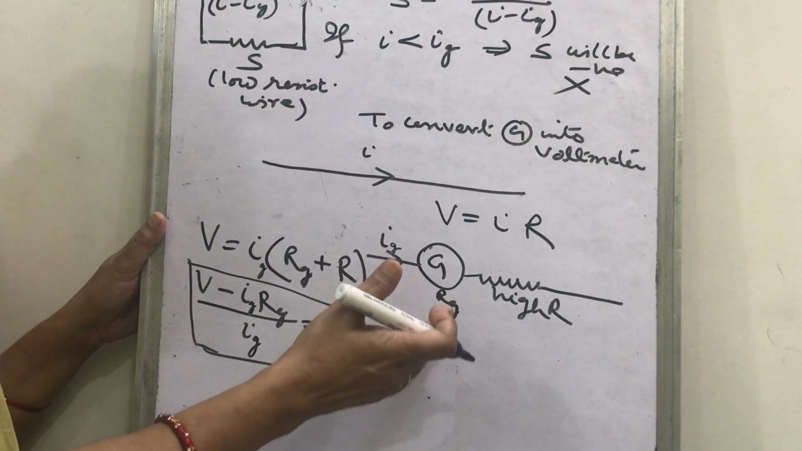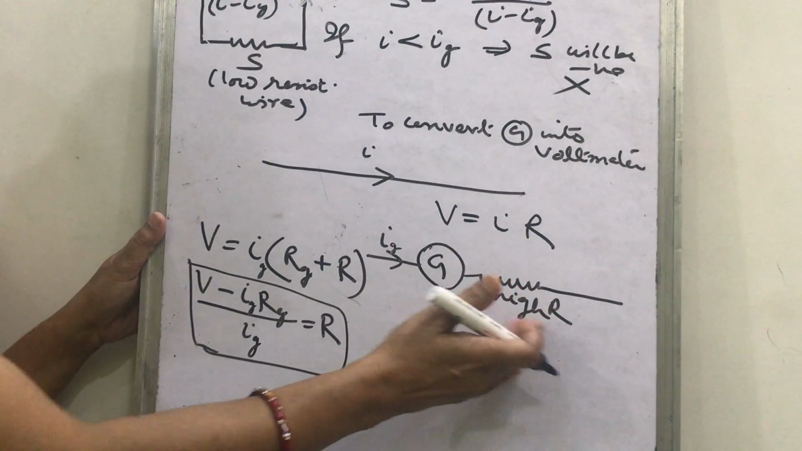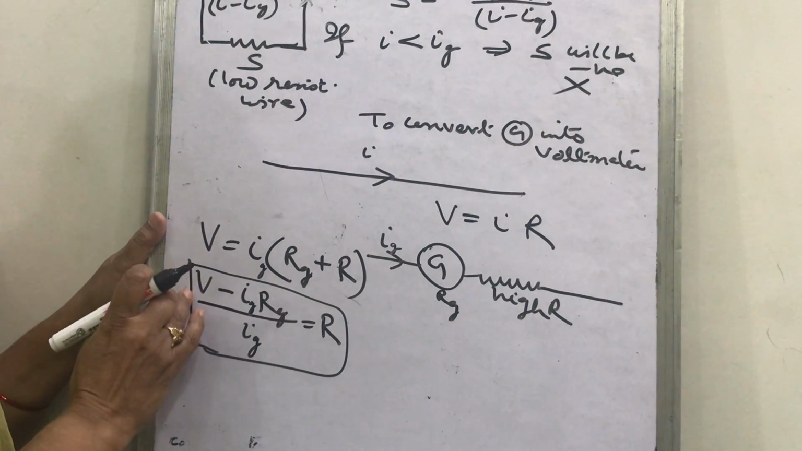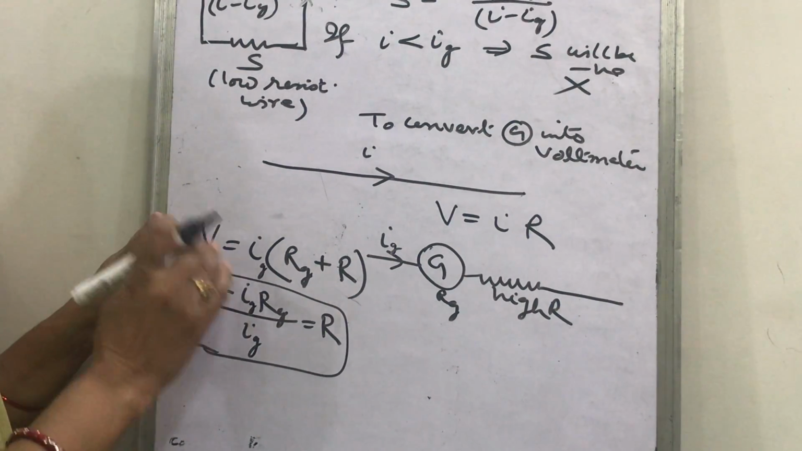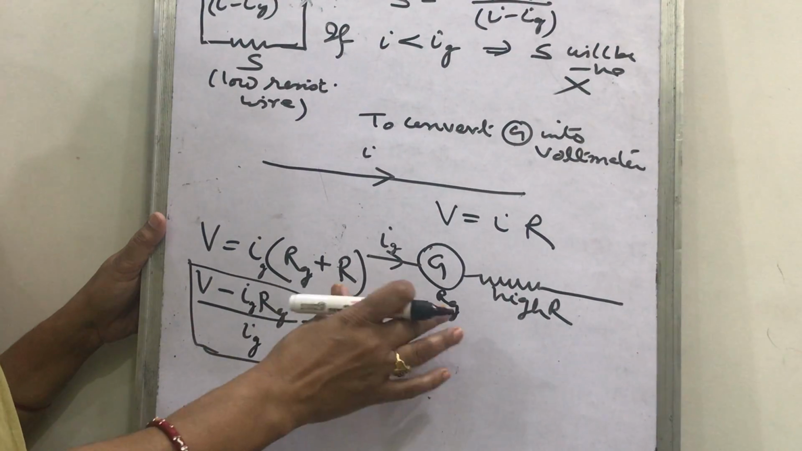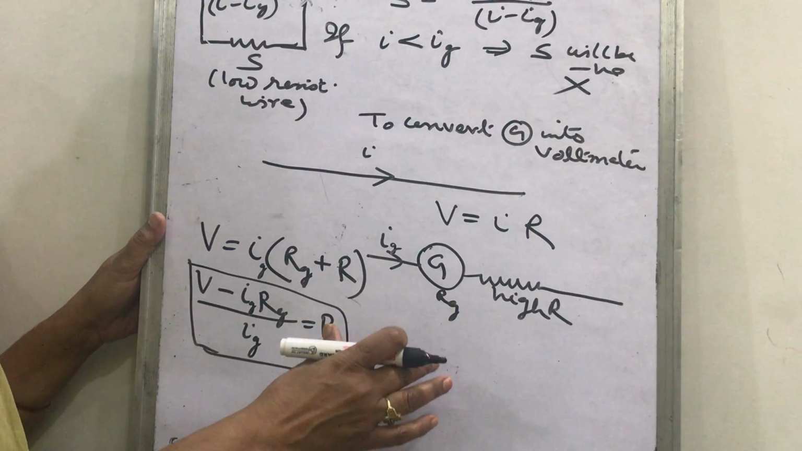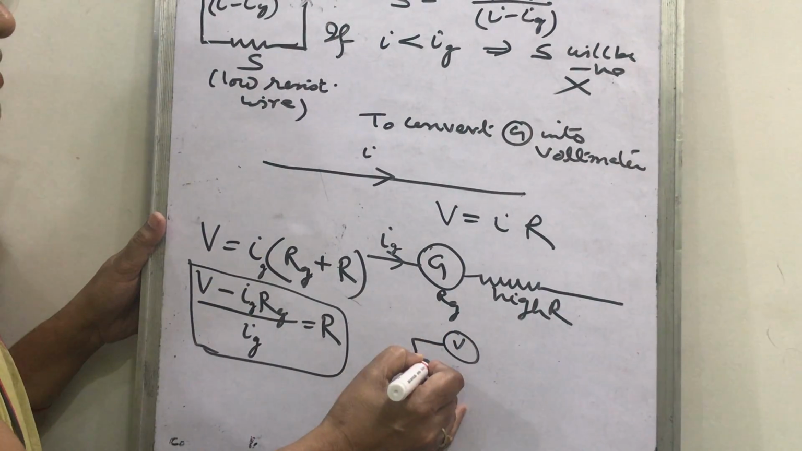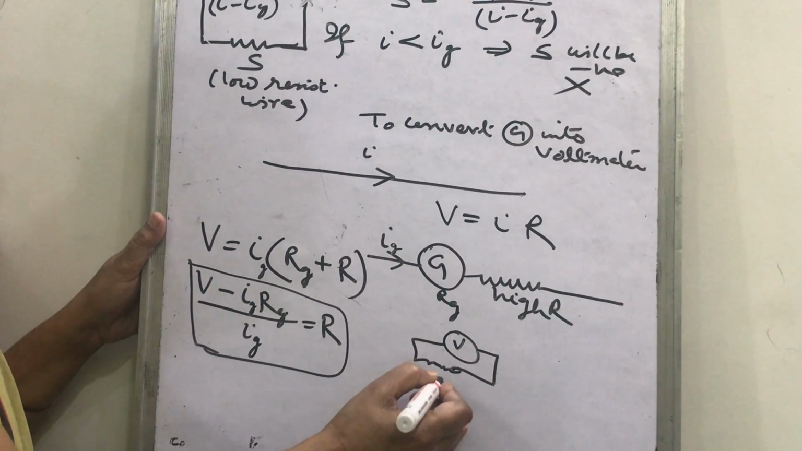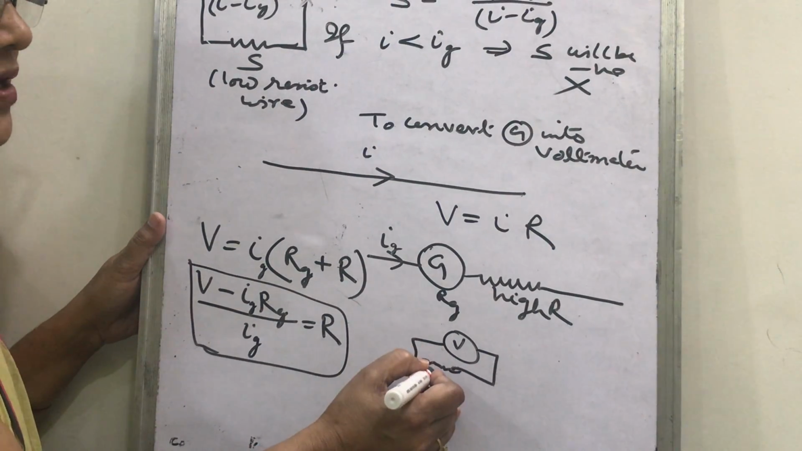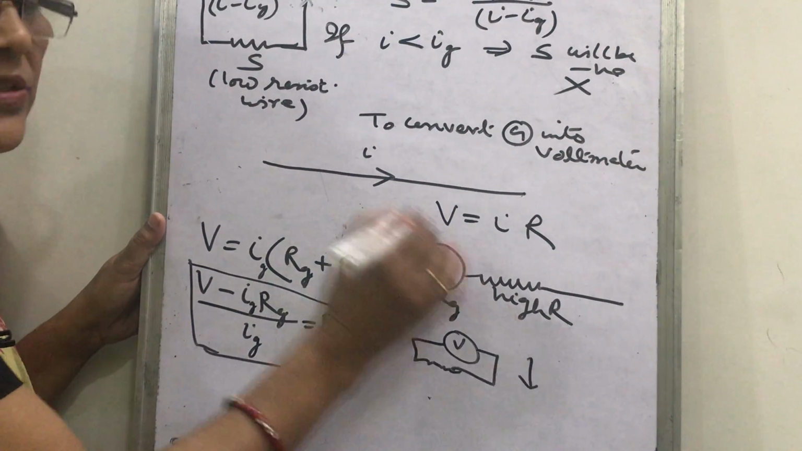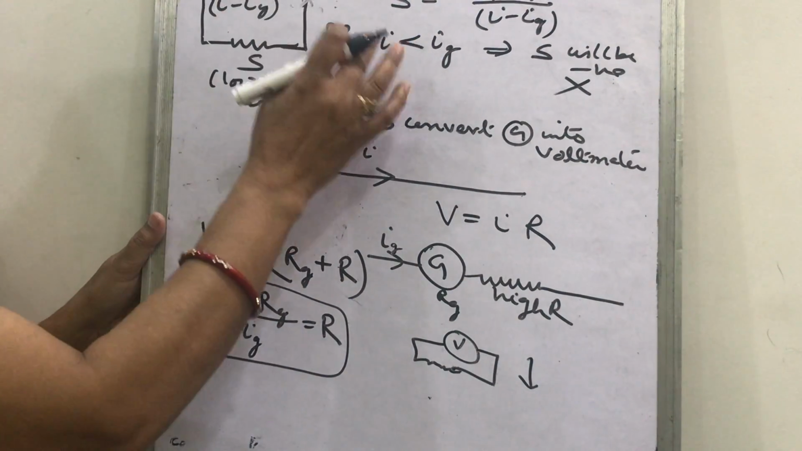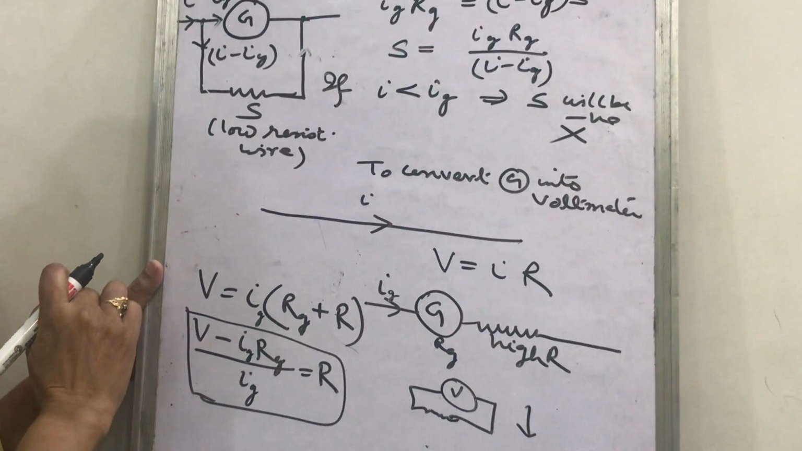Now the range of the voltmeter can be increased by selecting a suitable value of R. If you want to decrease the range of the voltmeter, take the voltmeter and connect a resistance in parallel to it. If a resistance is connected in parallel to it, then its range is decreased, but the range of an ammeter cannot be decreased because of this reason.